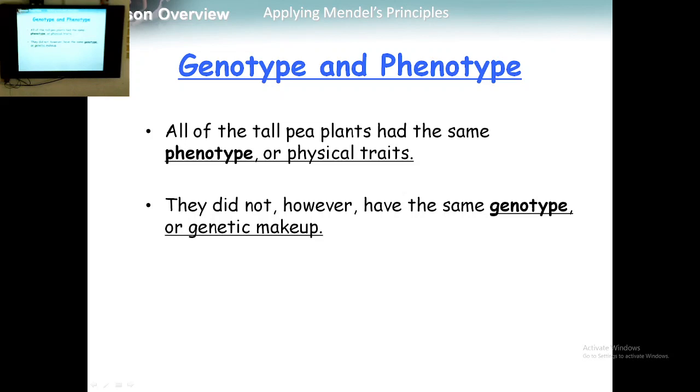The physical appearance or the structure, we call it phenotype, which is the physical trait, and the genotype, which is the genes or the gametes or even the allele structure. Okay?